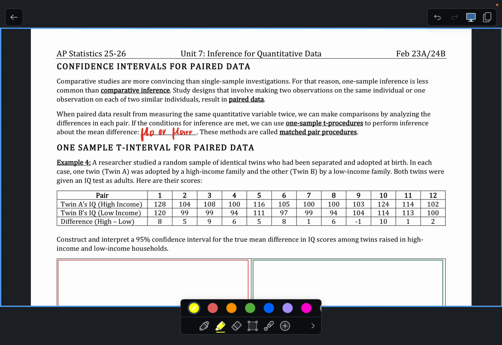So when we are doing 2 observations on the same individual or 1 observation on each of 2 similar individuals, we ended up with paired data. Every single pair ended up becoming their own block, meaning we only compared them to each other. That idea that we can calculate a difference between these 2 people, groups, things, whatever we are comparing, that feeds into a t-distribution.